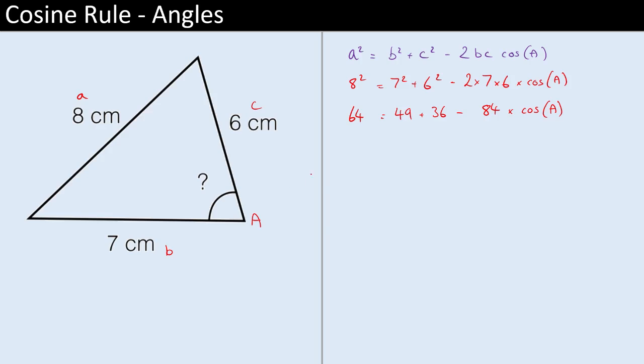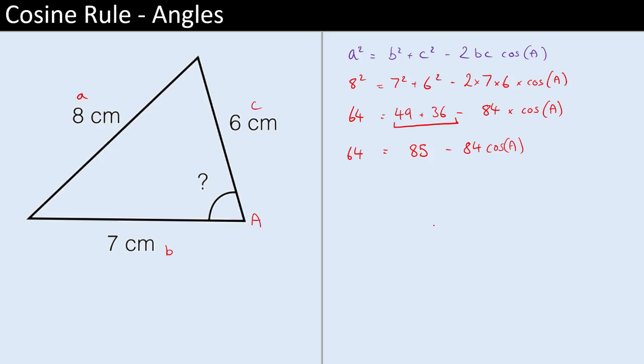Now, we can work some of this out. Be careful. I have to do the 49 plus 36 separate to the 84. I cannot do 49 plus 36 take away 84. Things will go wrong. This bit must be done separate to this bit. They are two separate things. So 64 would equal 49 plus 36, which is 85 minus 84 cos A.